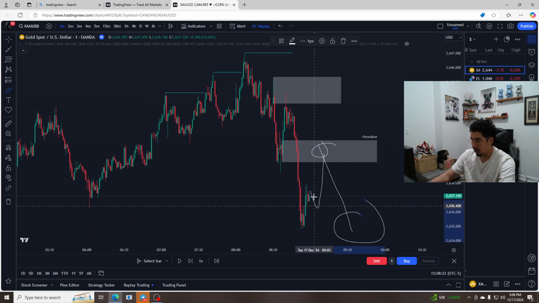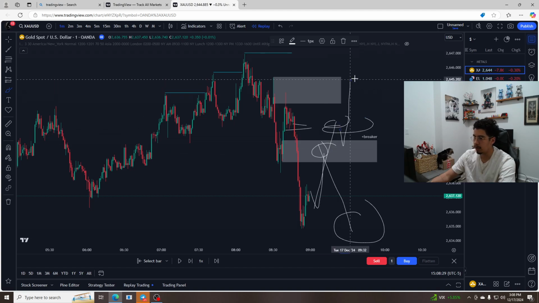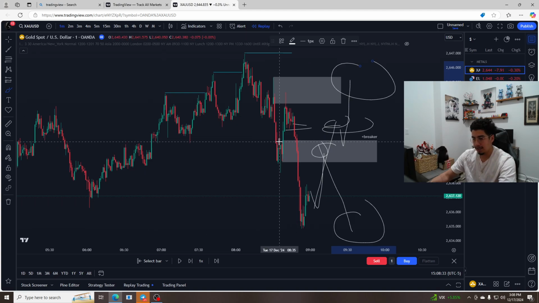Now, if we are to break this breaker here, then we have to focus on this, and if we break out of this, then we're going to be looking for longs, right? We're looking for momentum. I'm going to show you guys both sides at the end because today for gold you had both sides, but it's just about being patient.